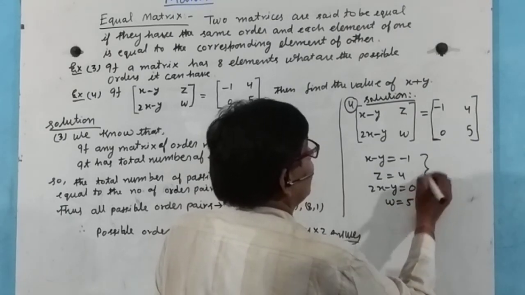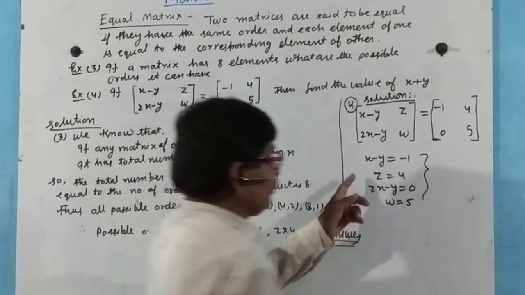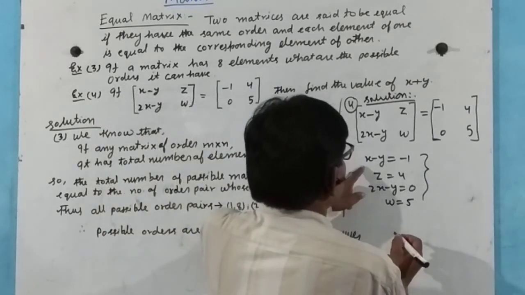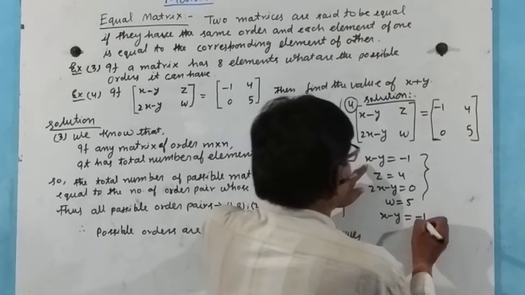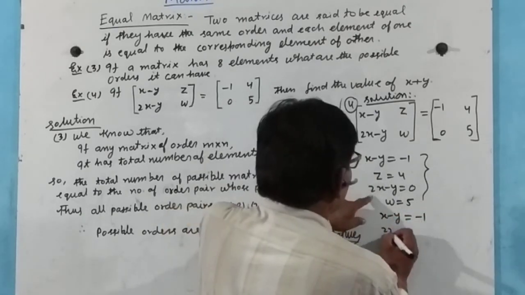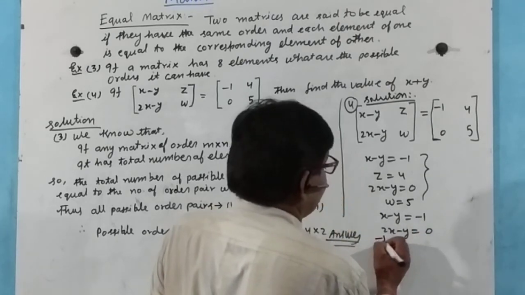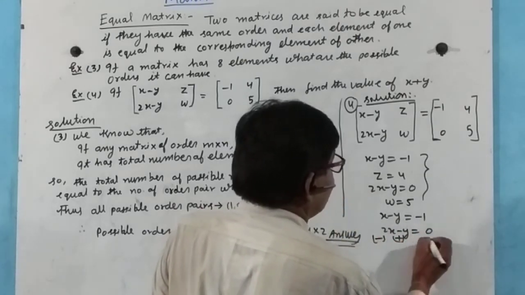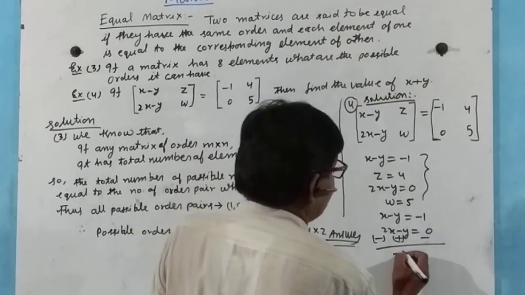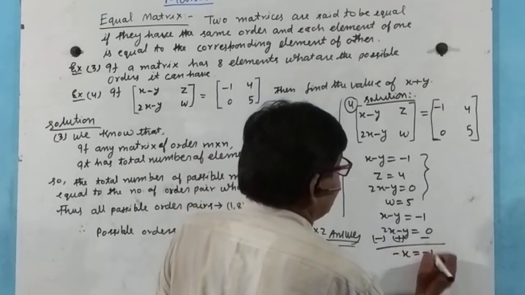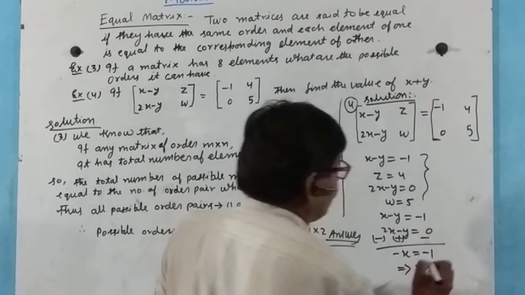Now here we see x minus y equal to -1 and 2x minus y equal to 0. Now subtracting, this is plus, this is minus, so this cancels, and we get minus x equal to -1, which implies that x equal to 1.